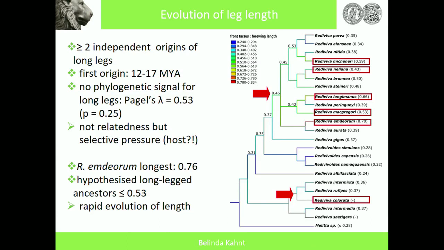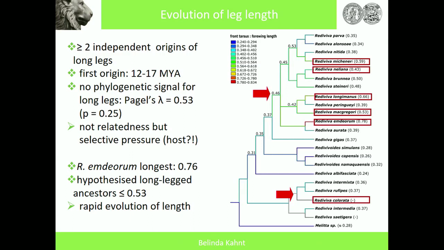This was nicely supported by a lack of phylogenetic signal, because we didn't find that Pagel's lambda was significant. So you don't see that the long-legged bees, the red ones, are more closely related to each other than you would expect by chance. You cannot really explain this pattern of long legs just by relatedness. So there must be other ecological factors, for example selection due to the host plant, that caused these long legs.